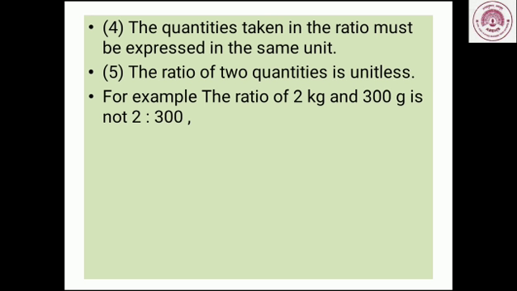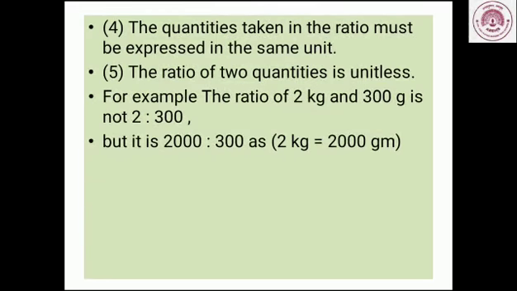Whenever we take ratio, both the quantities should be in the same unit. So we can convert 2 kg into grams, that is 2000 grams. Now we can reduce 2000:300 and the answer will be 20:3.